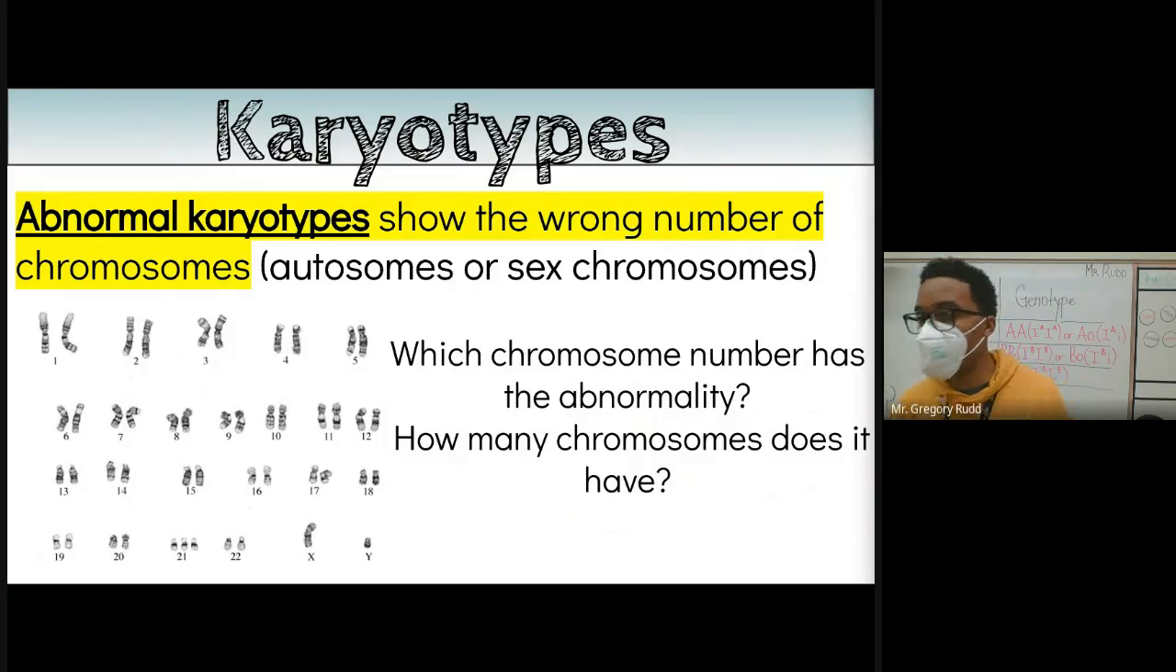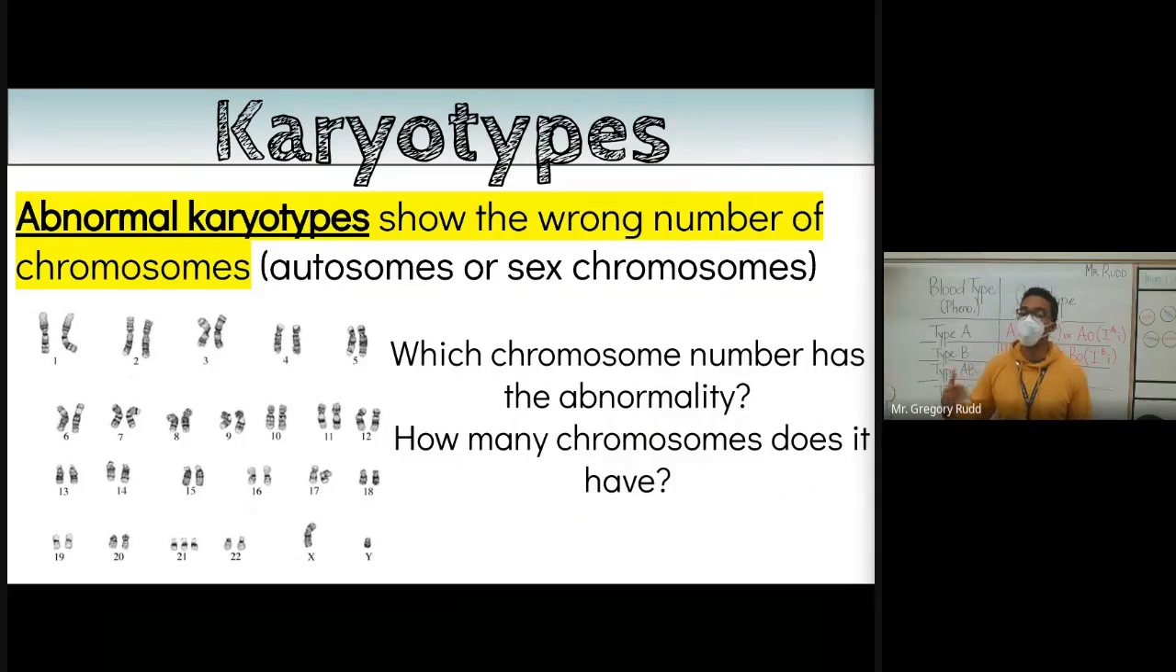46. We should have 46 chromosomes. Some people, unfortunately, get born with 47, because they have an extra, or they might be born with 45 because they're missing one. All right, so that would be an abnormality. We can look at karyotypes to actually determine where the abnormality is occurring.